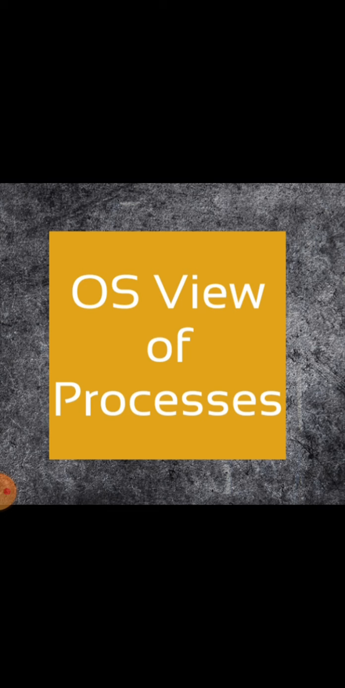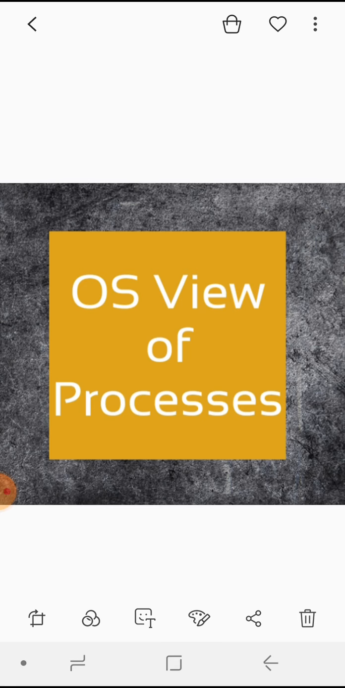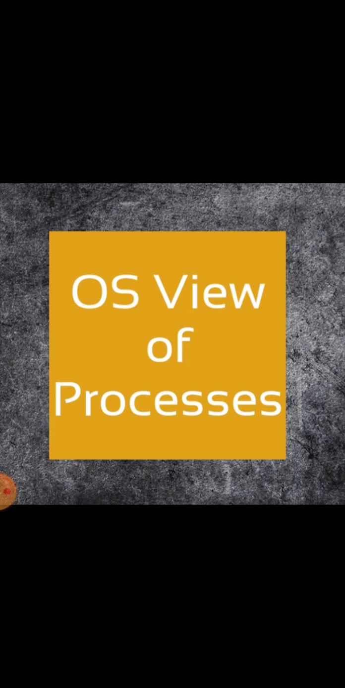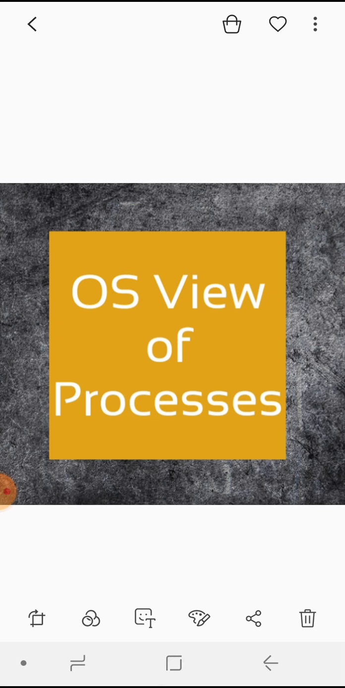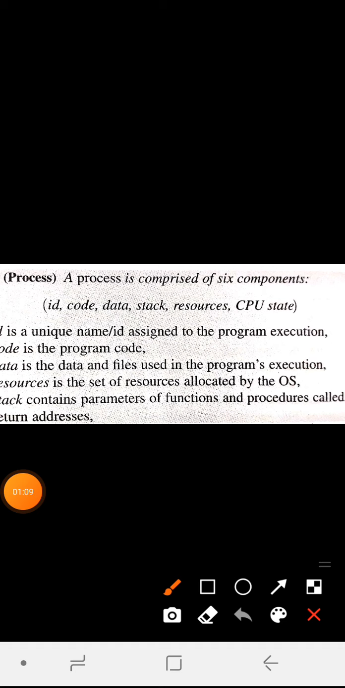When a process is scheduled, the CPU will keep on executing the instructions in the program. Once the CPU switches to another task, that is, to another process, the kernel will save the state of the CPU, and this state will be reloaded into the CPU when the process is scheduled again. So we say a process is comprised of 6 components. They are ID, code, data, stack, resources and CPU state.